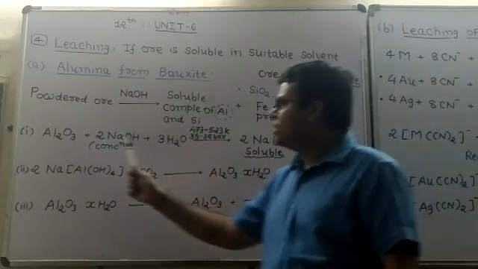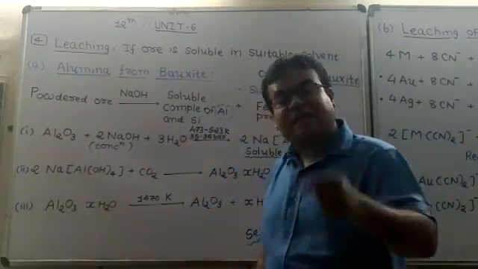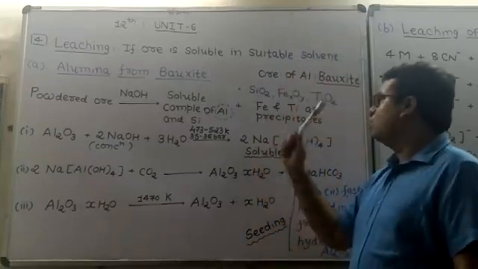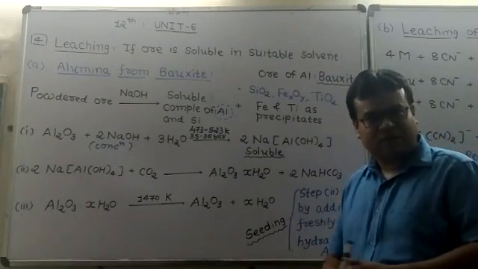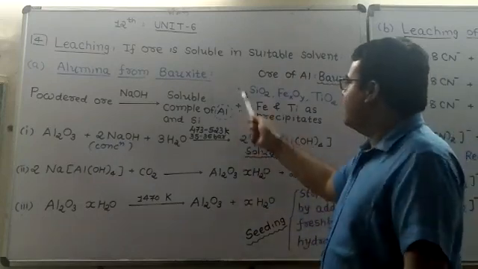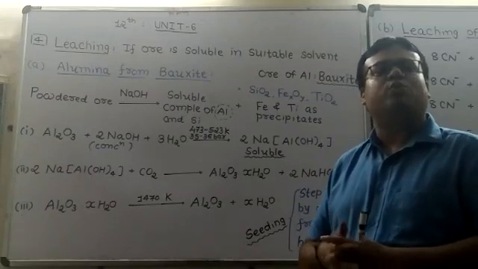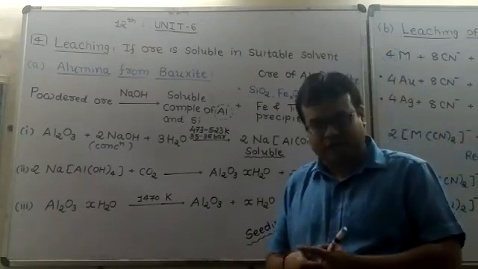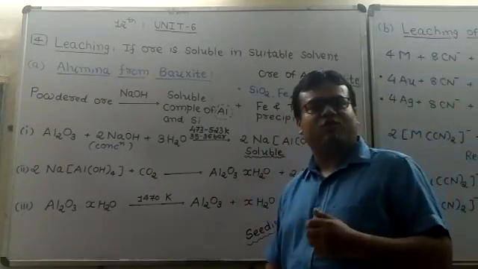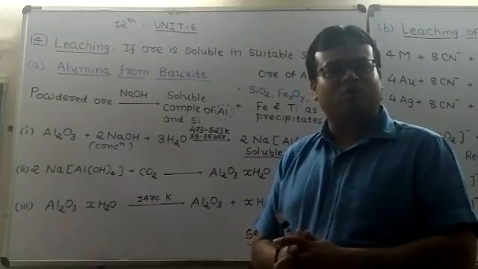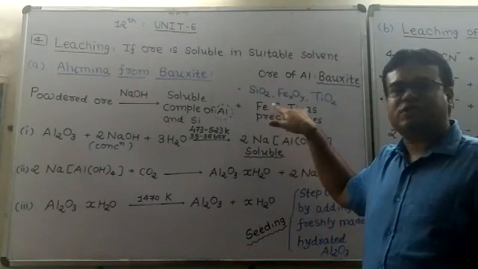Under this condition, the aluminium available in bauxite is converted into a soluble salt, that is, soluble sodium aluminate complex. Number 2, the silica component is also converted into soluble sodium silicate, Na2SiO3. Whereas iron and titanium, when they combine with NaOH, form their hydroxides which are insoluble. So by applying the process of filtration, these two impurity components are removed.